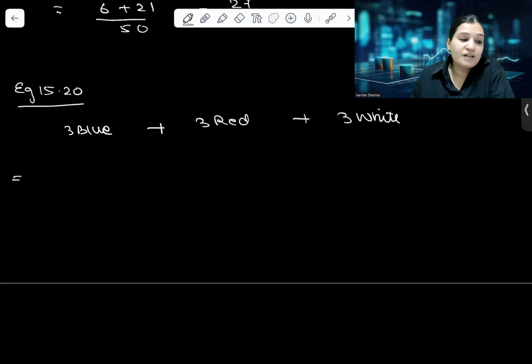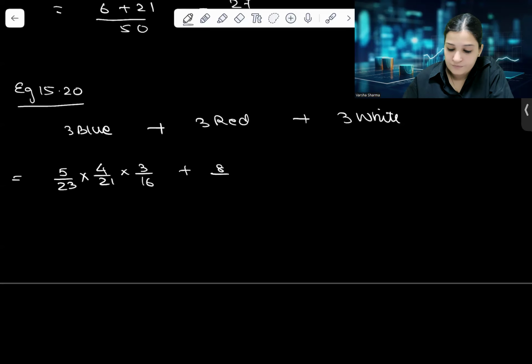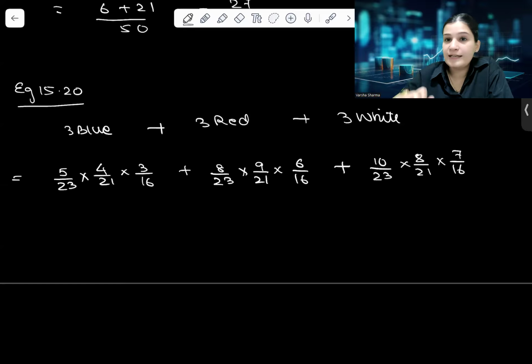So first, blue from the first bag. What is the probability of getting blue from the first box? 5/23. And blue from the second, 4/21. And blue from the third, 3/16. Plus red, 8/23. Second also red, 9/21. Third red, 6/16. Or all the 3 white. First box white, second box white, third box white. Guys, any doubts?